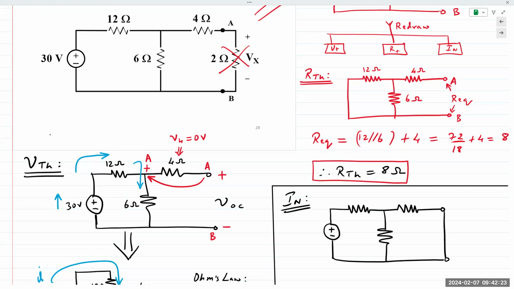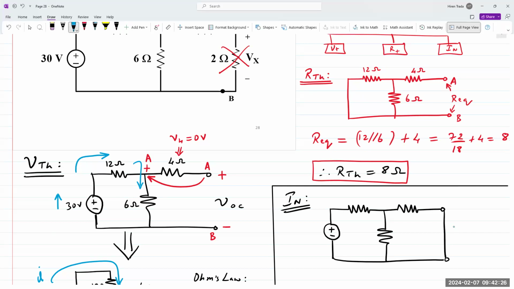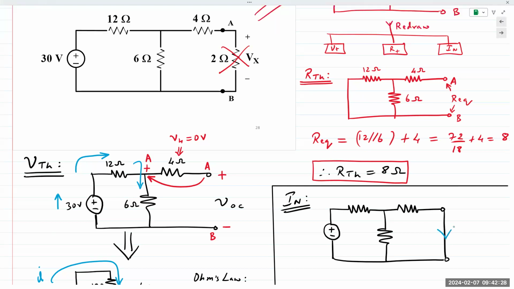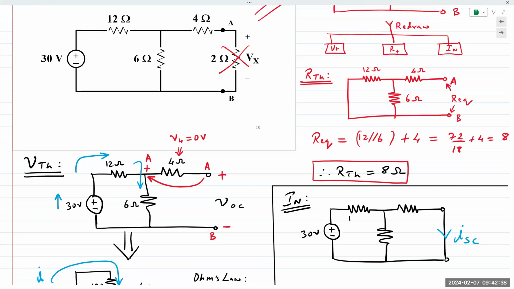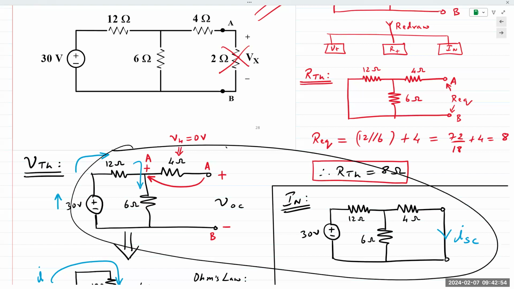Remember, current needs a pathway to flow through. So there has to be a short circuit. I'm going to call this ISC. ISC, of course, is my current. 30 volts, 12 ohms, 6 ohms, and 4 ohms. Different circuits, right? These two are not the same. Keep that in mind.